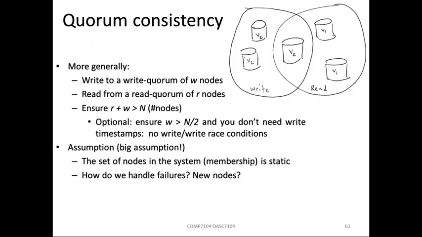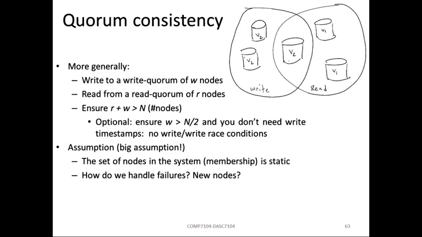So more generally, and this is illustrated here, we just need enough writing and reading nodes. So if we have, for instance, when we write to a quorum of W nodes, and when we read, it will not be enough to just write to one copy of that piece of information, but we will write to W copies of that piece of information.